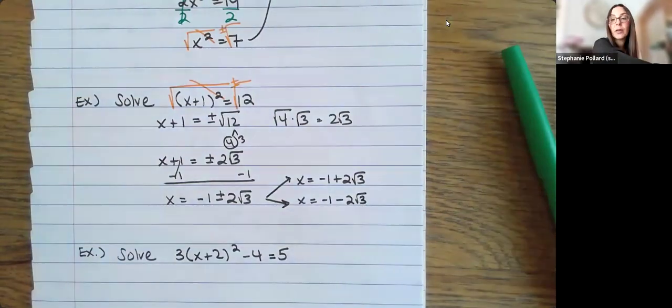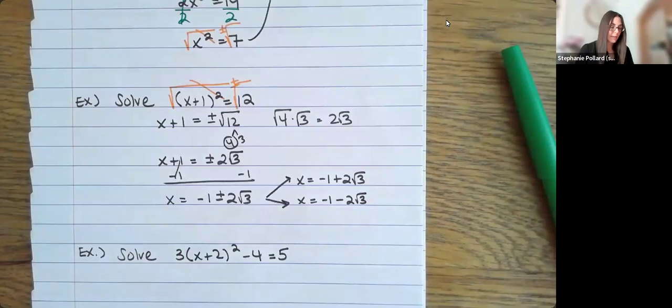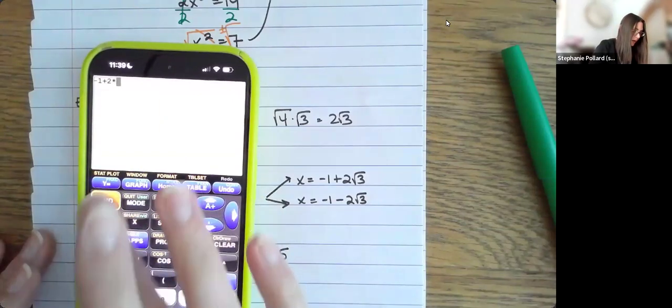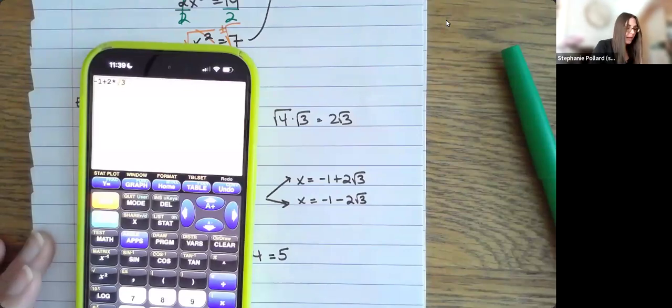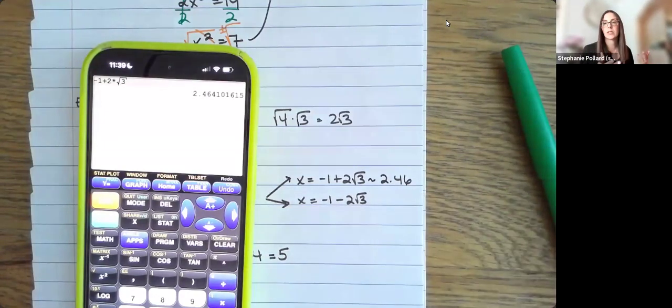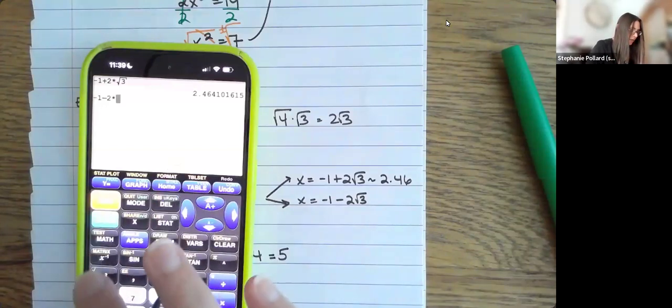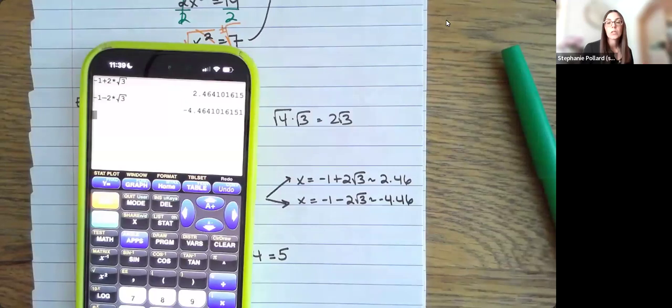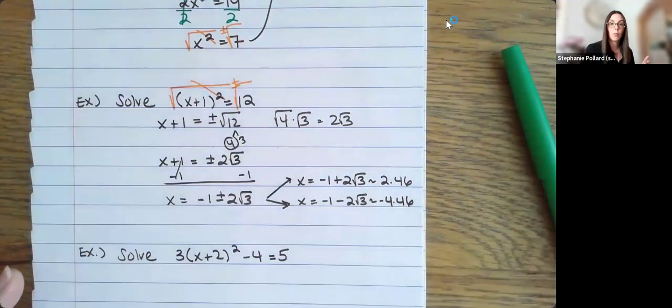Now, these look a little bit funny for answers, but they're real numbers. So if I just take out my calculator for a second, just so you can see. If I type in -1 plus 2 times the square root of 3, and I hit enter, I get the value about 2.46. So they're real numbers. They just look kind of messy. And the other one is -1 minus 2 times the square root of 3. And I get about -4.46. So a lot of times our answers may look really messy here, but if you type them in, they are real number answers. So you could always get a decimal approximation if the problem wants that.